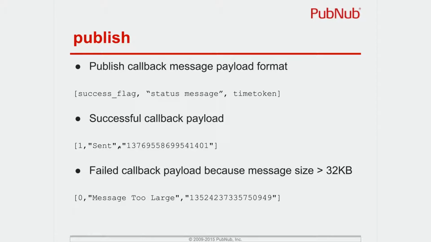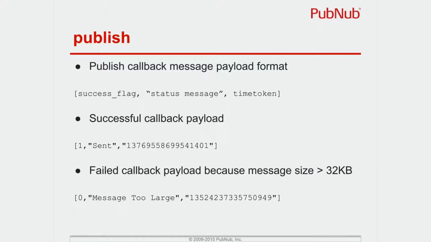The publish payload is pretty straightforward. When you publish a message, you're not going to get the message back. As the publisher of the message, you're going to get a success flag, a status message, and a time token. These are all relevant for you because in the event that there's an error, obviously you'd want to handle the error, but the time token is useful for you as well. If you have to go back in history, you could use that time token to denote where in history you want to go back to so that you can pull messages that were published after or before that.